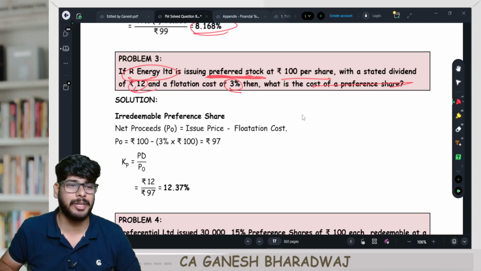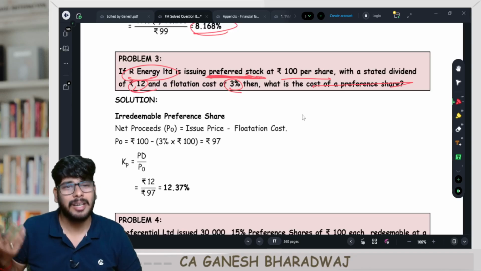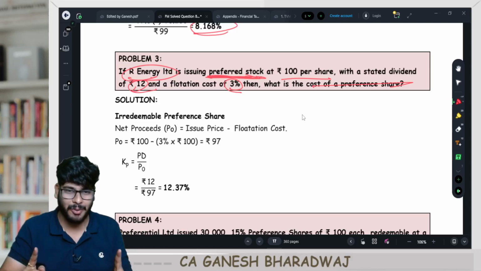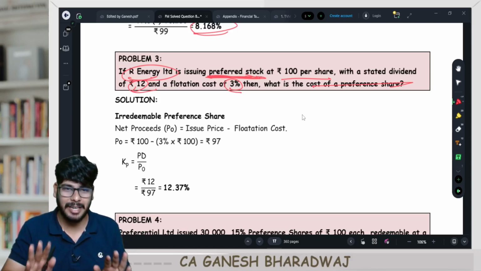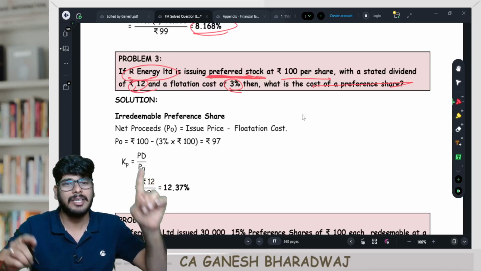Come on, guys, don't jump into the calculation. First, read the question. What is the life of the preference? Not given. Then it is what? It is irredeemable. In that case, which one? First thing you need to do is read the question. Don't jump into the question first. Read it. Classify which category of instrument it is. Irredeemable, redeemable. This is irredeemable.